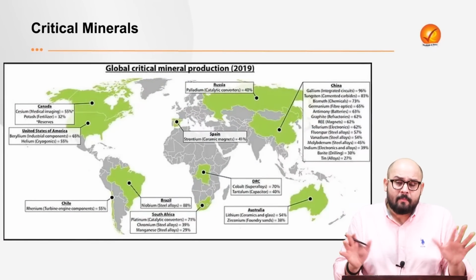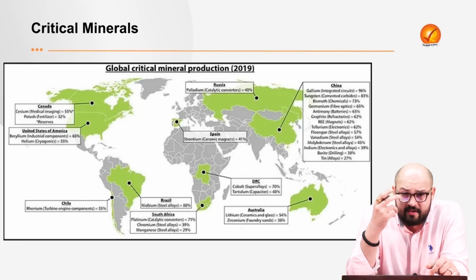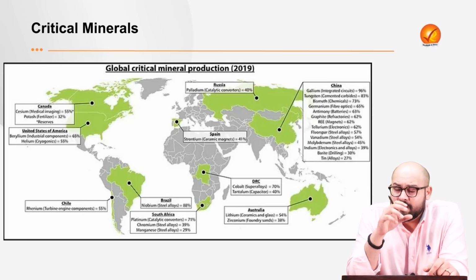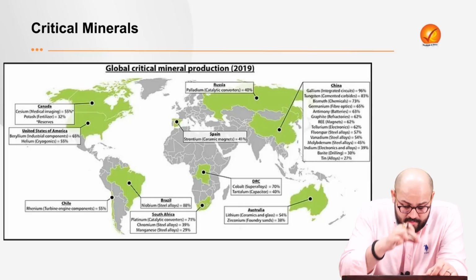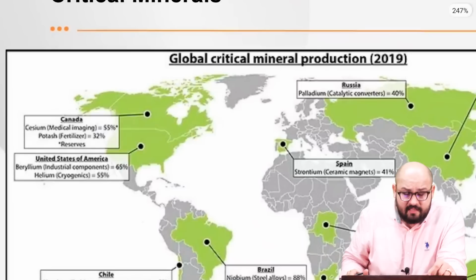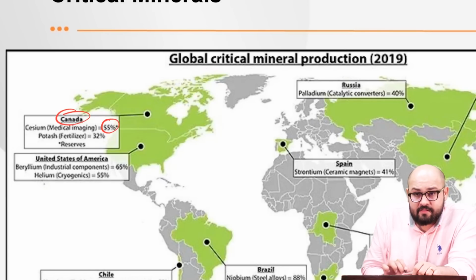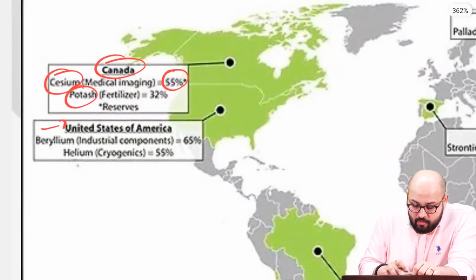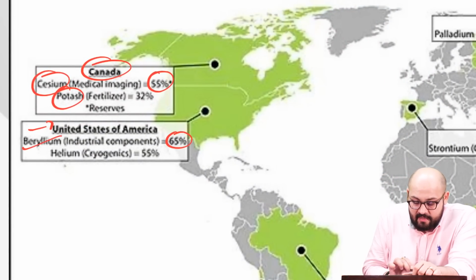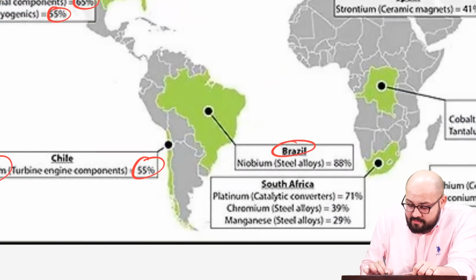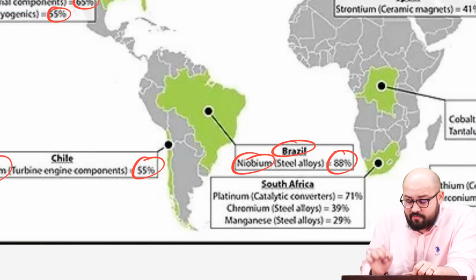Now, if you see the global production, regionally, that is on the basis of how much of these critical minerals are being produced in different countries, or what is the share of a particular critical mineral in a particular country, you can look at this diagram. Look at the image and see Canada. Canada has almost 55% of the reserves of cesium, right? It has almost 32% of potash. Then let's talk about the United States of America. It has got 65% of the resources when it comes to beryllium, and 55% when it comes to helium. Then let's talk about Chile. It has almost 55% of rhenium, right? Then Brazil. It has almost 88% of niobium, right?